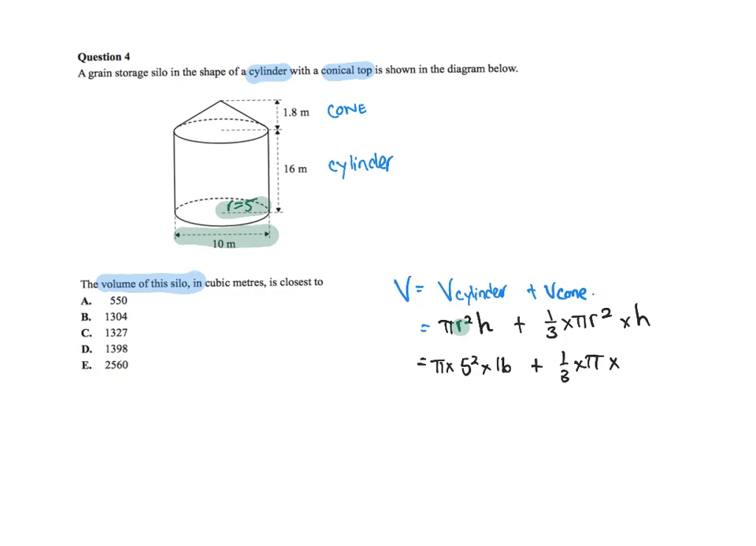It's still 5, good. Times 5 squared, and what's the height of the cone? It's 1.8. And you plug that in, and I believe it. Okay, so we get that to be 1304 when it's rounded. So beauty, there's my answer there.